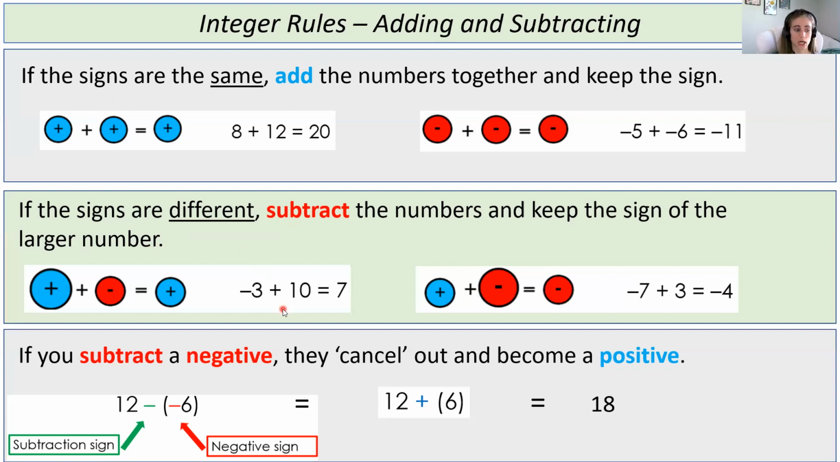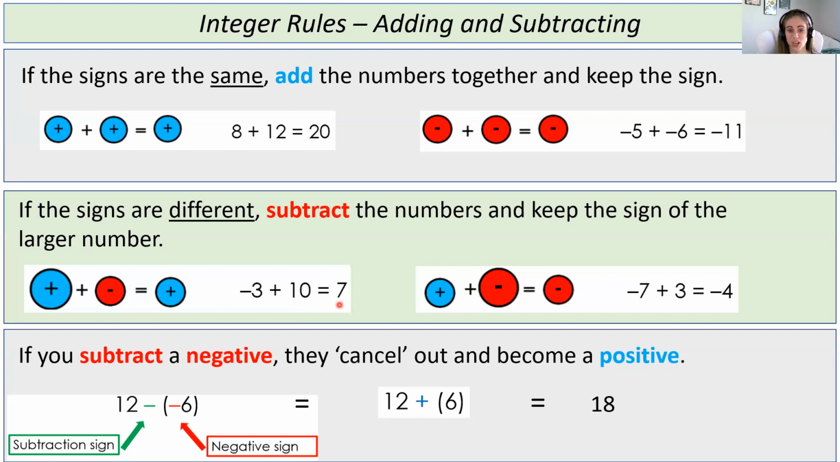We look at this first one here, negative 3 plus 10. Their signs are different. The 3 is negative, the 10 is positive. We're going to subtract. 10 minus 3 is 7. But then I need to check my sign. My answer is going to have the sign of the bigger, the larger number. Well, 10 is larger than 3, and 10 was positive. So my answer is a positive 7.